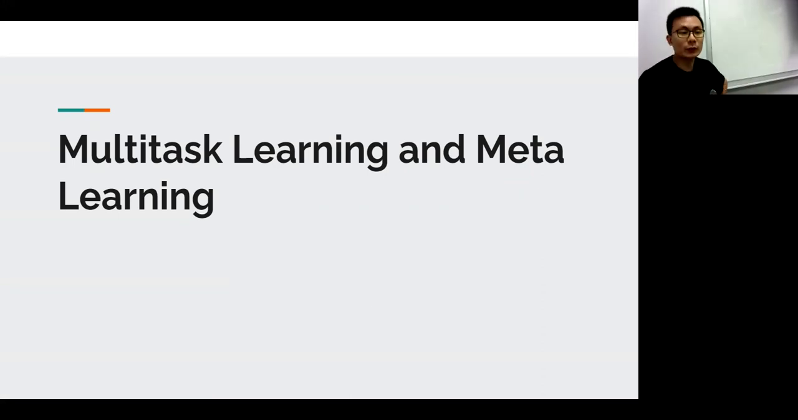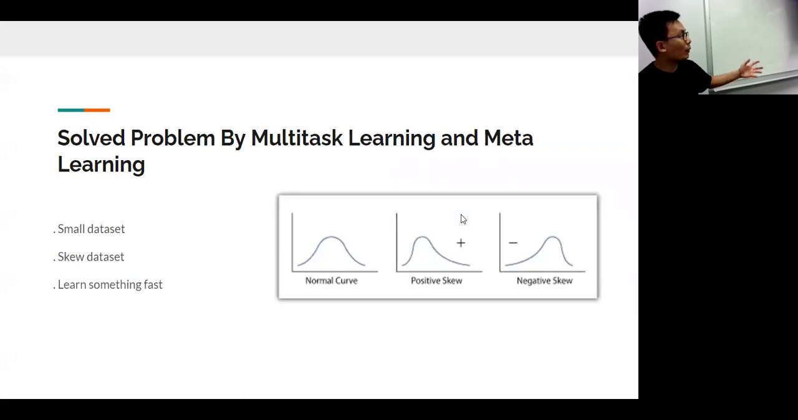Our topic for this week is multitask learning and meta learning. Before we start, we want to talk about the problems that can be solved by multitask learning and meta learning. Most of you, when you play around with neural networks or train a neural network to solve some tasks, will definitely see cases where you don't have enough training samples, or the data set is not good, it's really skewed. Multitask learning and meta learning are some ways you can try to solve those problems.